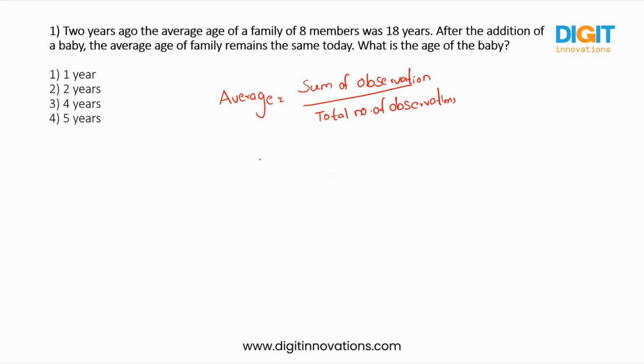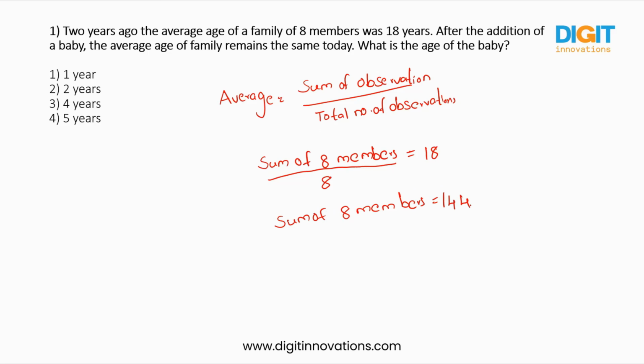So we don't know the sum of the 8 members. The sum divided by the total number of observations, 8 members, gives the average, which is 18. So 8 into 18 will give you the sum of observations of the 8 members. So 18 into 8 will be 144. So the sum of ages of the 8 members is 144.